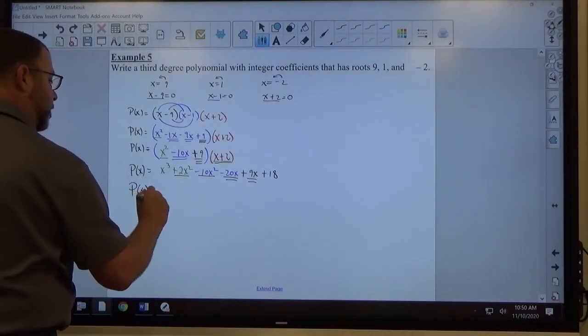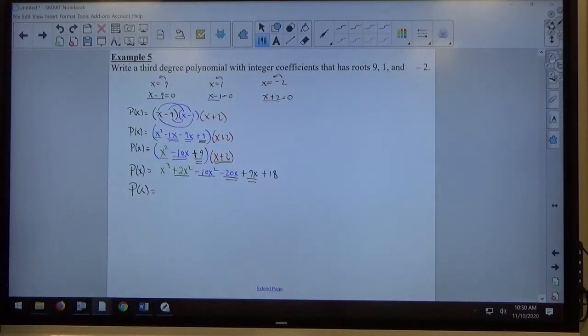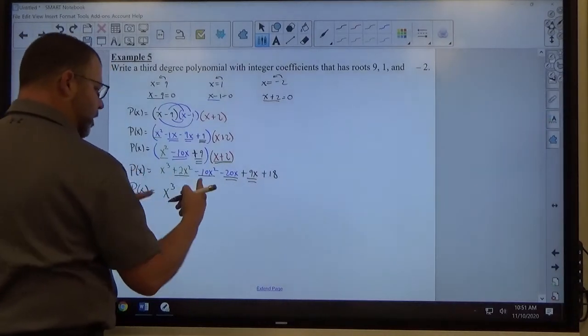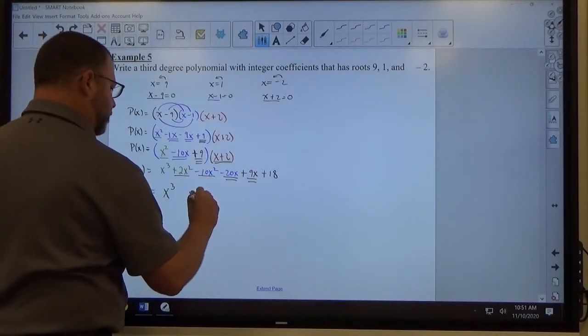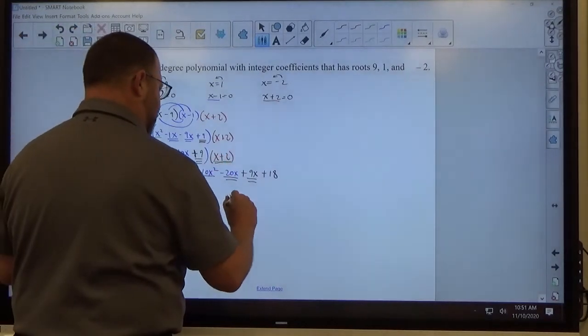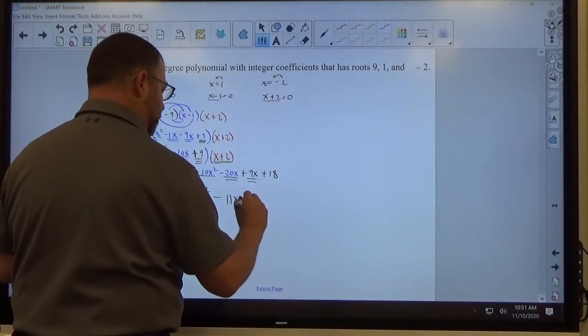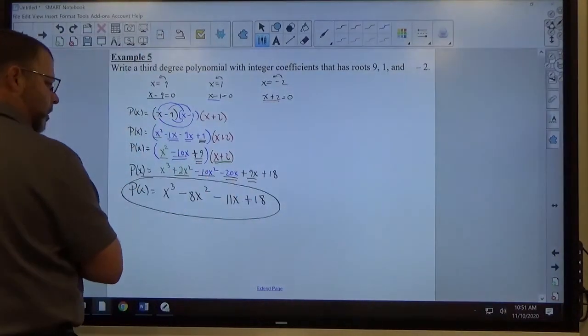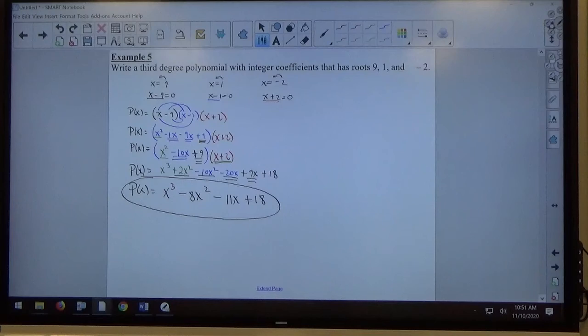And again, I have to make decisions about add or subtract and what the sign should be. I add if the signs are the same. I subtract if the signs are different. The sign matches the bigger number every time. So x cubed. These are different, so I subtract 8x squared, 10 is bigger, so it's negative. These are different, so I subtract 11x, 20 is bigger, so it's negative, and then plus 18. The end. That polynomial has those answers.